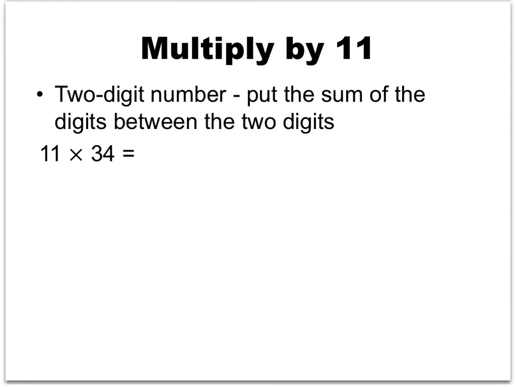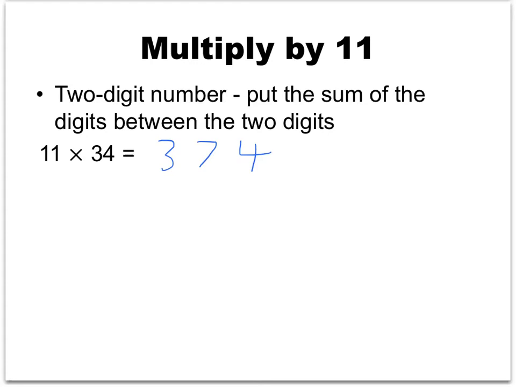Now for a two-digit number, the trick says to put the sum of the digits between the two digits. So let's apply this trick to the product 11 times 34. So we're going to take our number 34 and write it as 3 with a space and then 4. And this trick says to put the sum between the two digits. So here in the middle we're going to put 4 plus 3, which is 7. And so there's our answer.